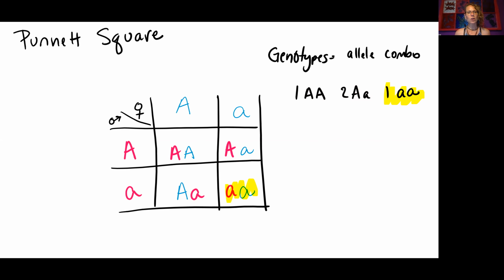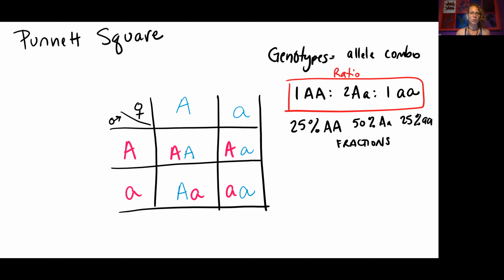So this is what we're gonna call a ratio, which we can say 1 to 2 to 1, and it's always gonna be, remember, in that order. Or we can represent them as fractions, which would be 1 out of 4, 2 out of 4, 1 out of 4, or percentages. So 25%, 50%, 25%. Remember, this is just looking at the genetic information or the allele combination.